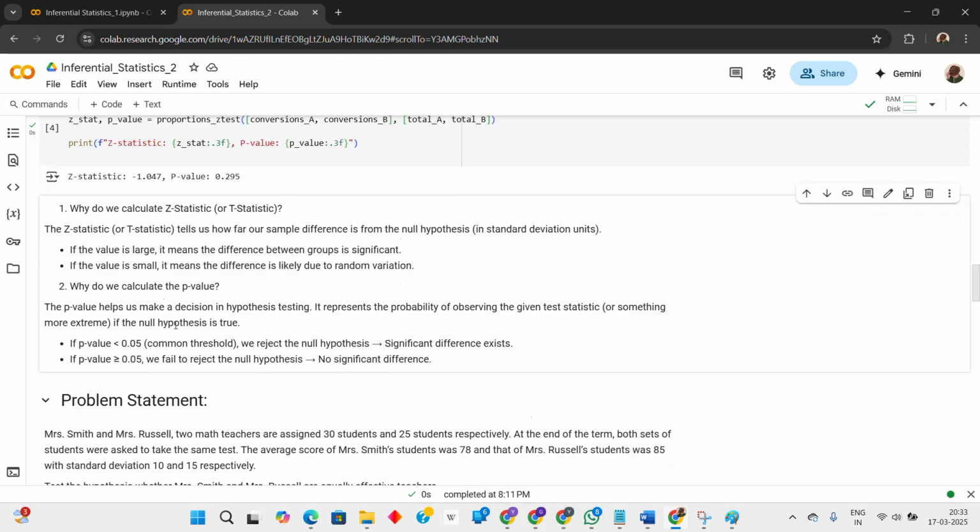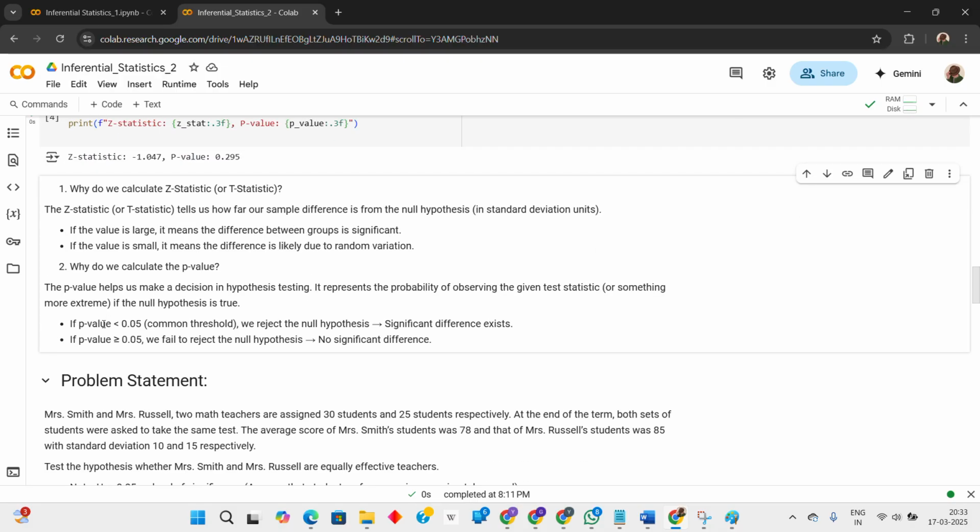And what about the p-value? Why do we calculate it? If the p-value is less than 0.05, as we already know, we can reject the null hypothesis, whatever statement we are testing. If the p-value is greater than or equal to 0.05, then we fail to reject the null hypothesis, which means no significant difference. Failing to reject the null hypothesis can be a confusing thing.